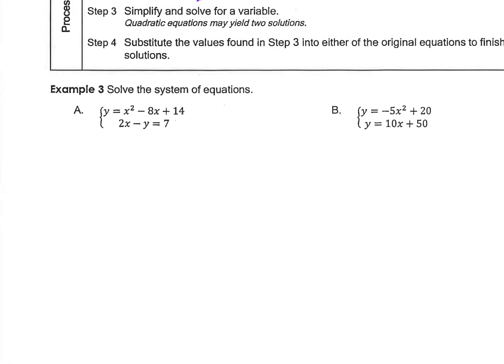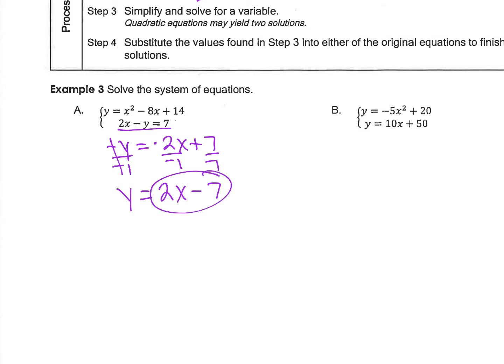All right, so example 3. We are going to first solve our linear. We know this one's the linear one. So I'm going to subtract 2x over, and then I divide by -1. So that's y equals 2x minus 7. So I solve for y, and now I'm going to substitute that in for my y on my quadratic equation. I'm taking this, and I'm going to substitute it in right there.